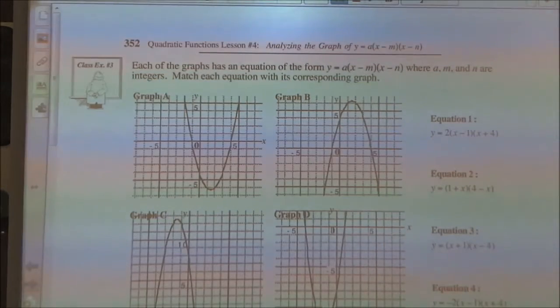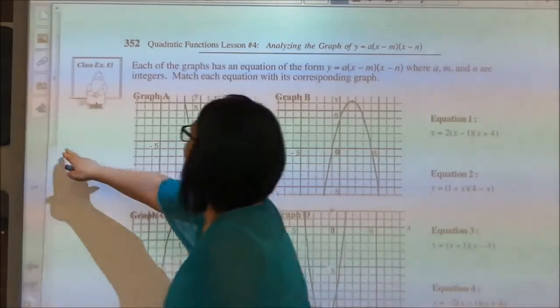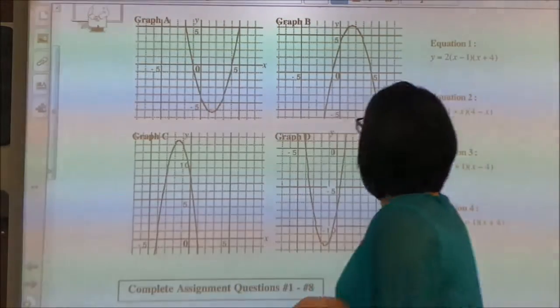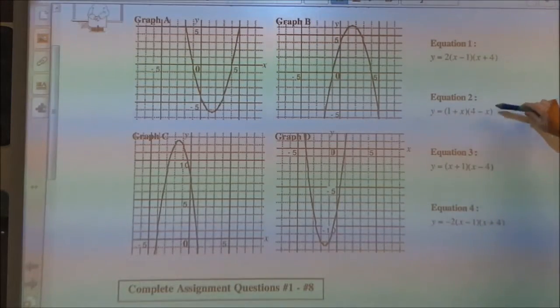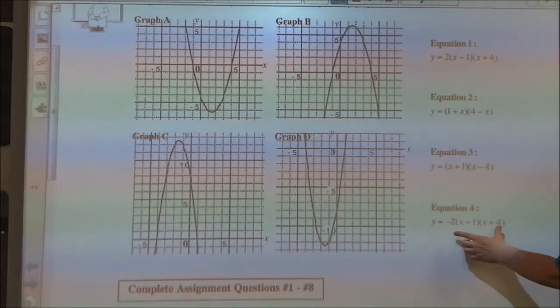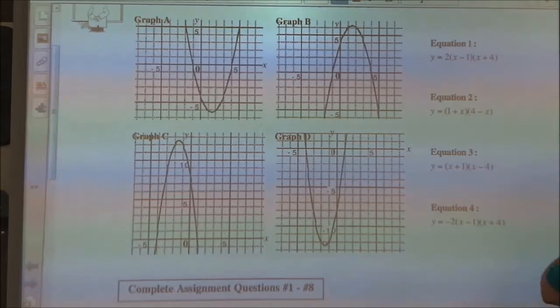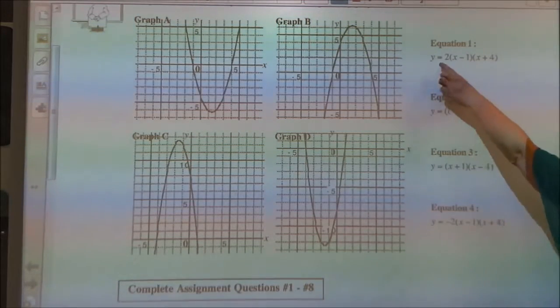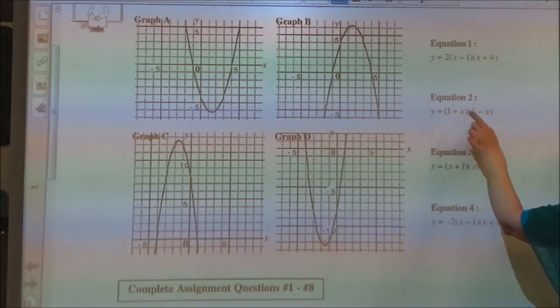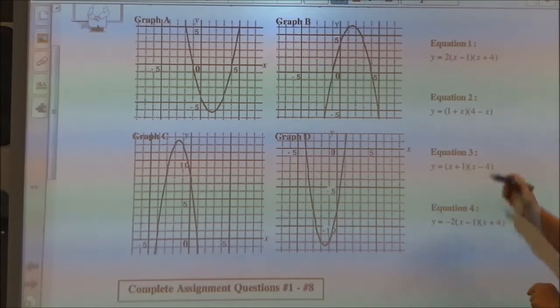In class example number 3, the idea is to match the equation with the graph without using a calculator. So if we look at these 4 graphs, we look at our equations. This equation is the way that we like to see it. This one is, but this one isn't. So let's fix this equation first of all.